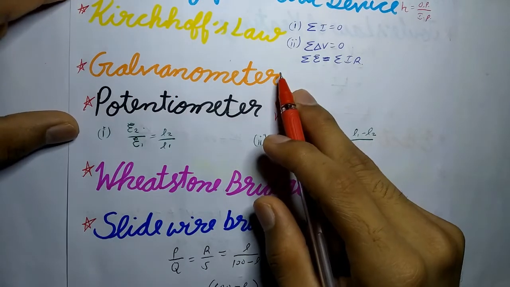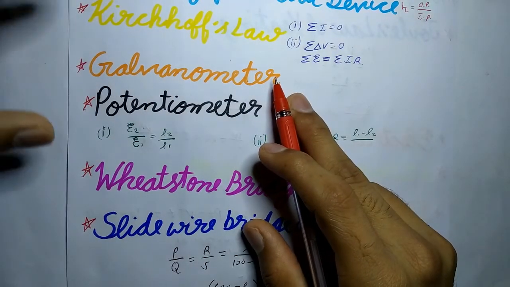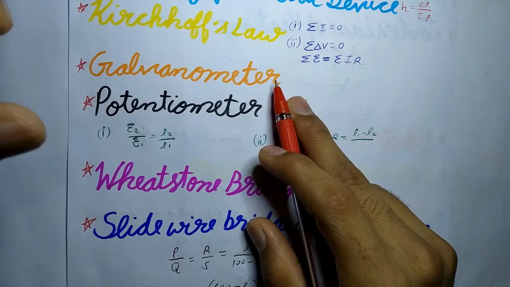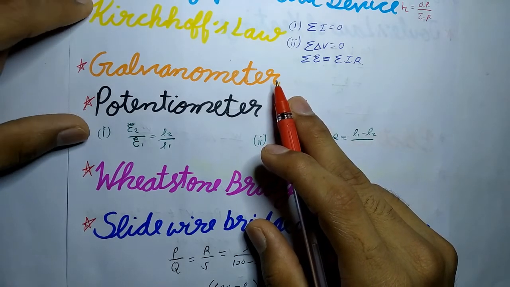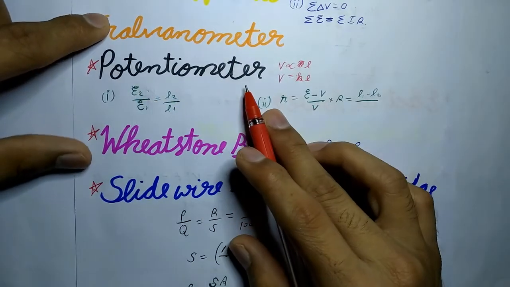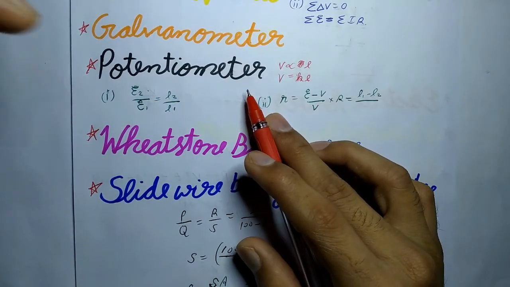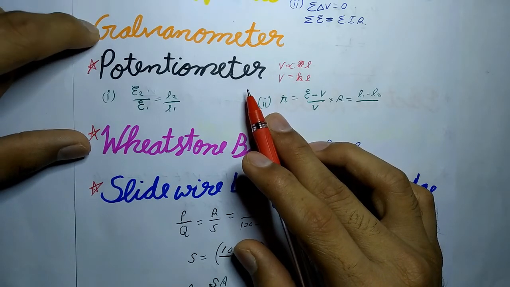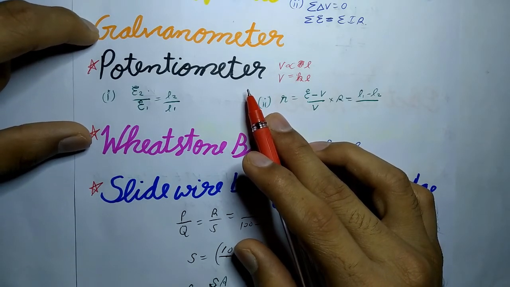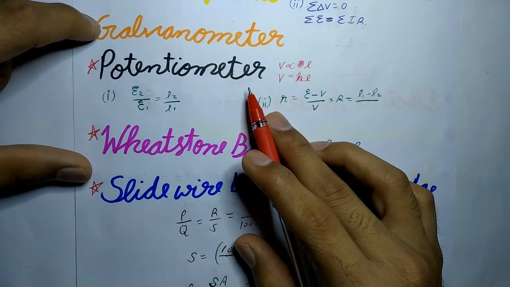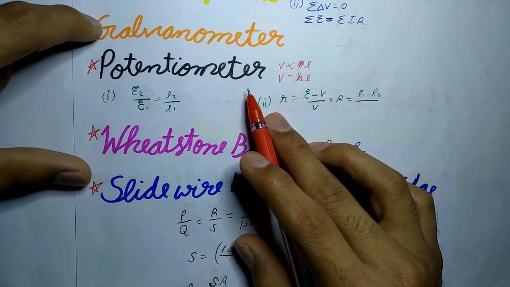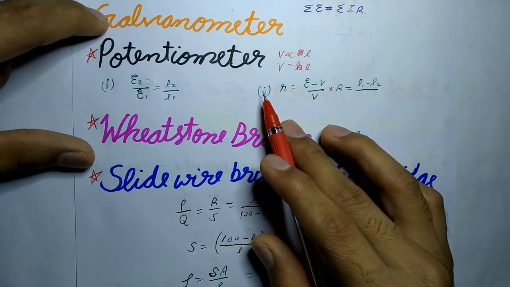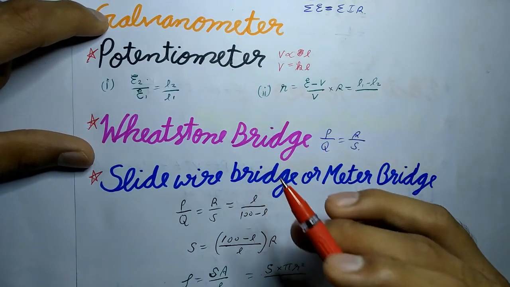Next is the galvanometer. It is a sensitive device to detect current in a circuit. It produces a deflection proportional to the electric current flowing through it. Next is the potentiometer. It is the device used to compare the EMFs of two sources. Its working is based on the principle that when a constant current flows through a wire of uniform cross-sectional area and composition, the potential difference across any length of the wire is directly proportional to that length.